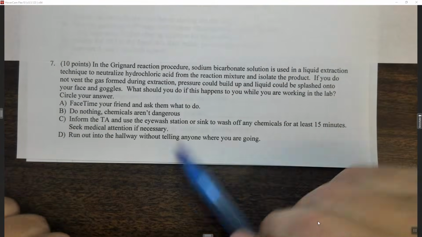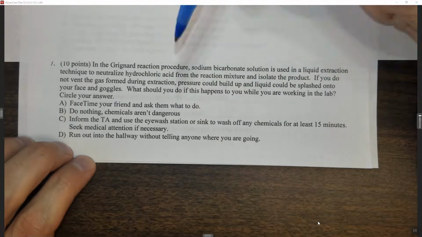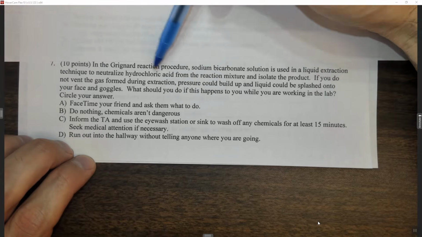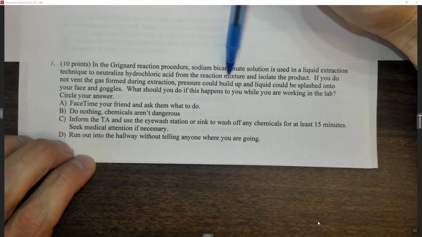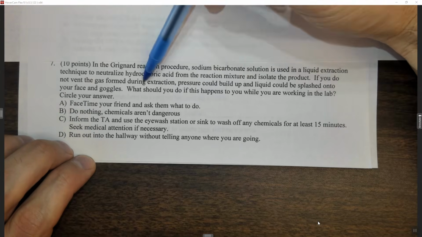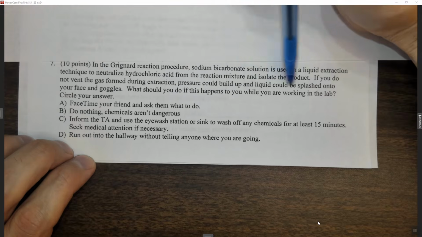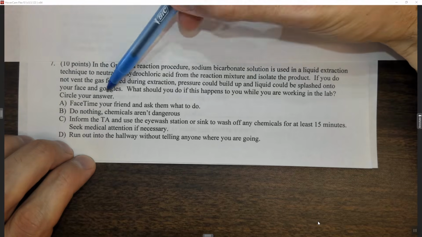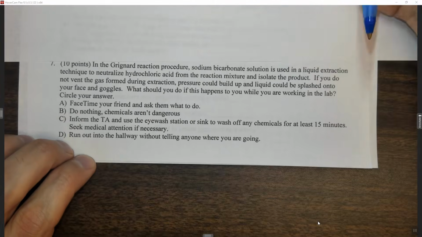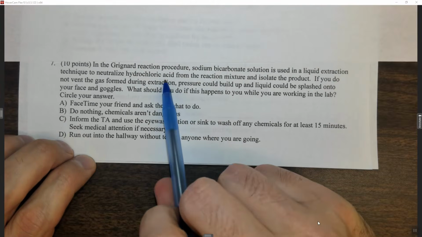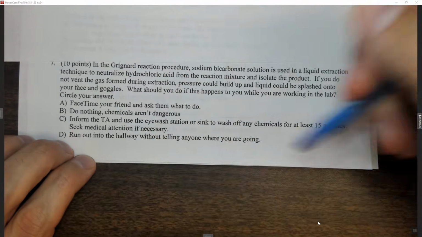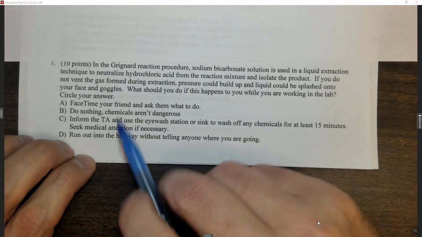Alright, so we have everybody's favorite, a safety question. It says, in the Grignard reaction procedure, sodium bicarbonate solution is used in a liquid-liquid extraction technique to neutralize hydrochloric acid from the reaction mixture and isolate the product. If you do not vent the gas formed during the extraction, pressure could build up and liquid could be splashed onto your face and goggles. What should you do if this happens while you're working in the lab? So when you mix hydrochloric acid and sodium bicarbonate, it makes carbon dioxide and pressure, and as it says, it can splash stuff into people's face.